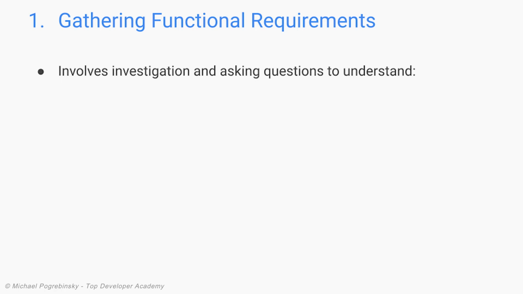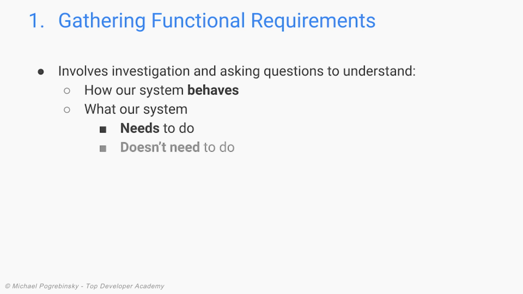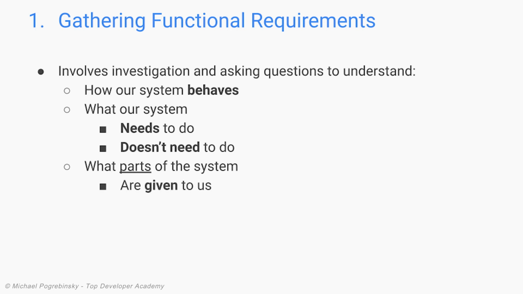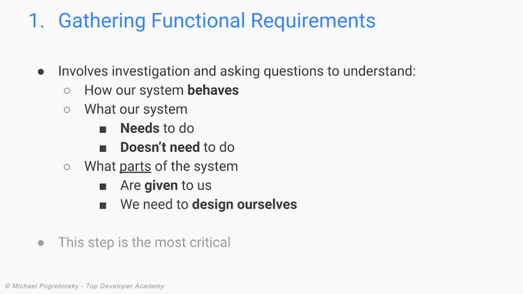This process always involves investigation and asking questions to ensure that we understand how our system behaves. During this stage, we also narrow down the scope of our problem. This means understanding what the system needs to do, what it doesn't need to do, and what parts of the system are already given to us as an external API or an internal service, and we don't need to worry about designing them ourselves. Arguably, this step is the most critical part of our design, because if we get it wrong, we will waste a lot of time solving the wrong problem.